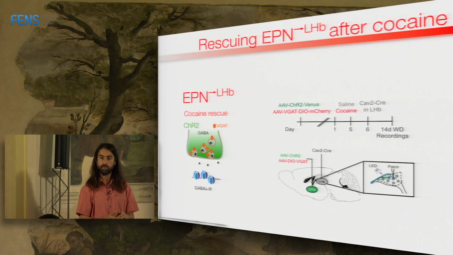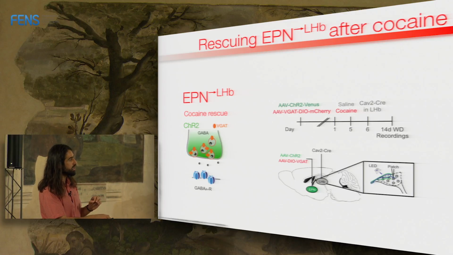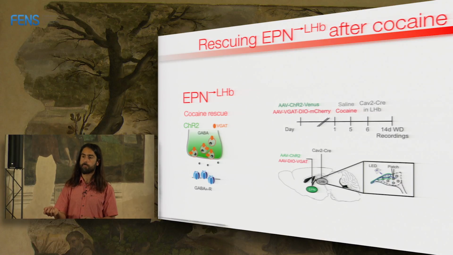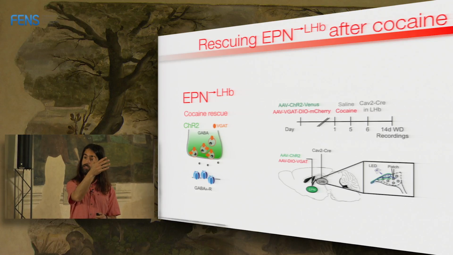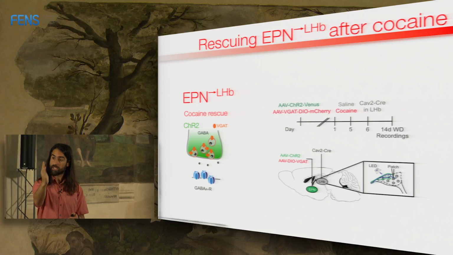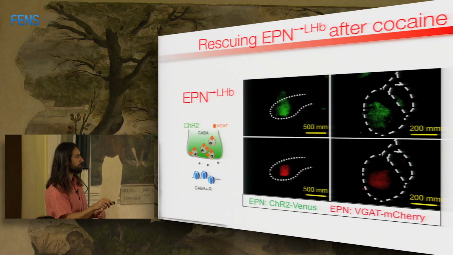Only at that moment, we take back the animals and we put them in the stereotaxic apparatus. And we injected them in the lateral habenula with this retrograde vector, CAV2-Cre. What would happen then? The CAV2-Cre will be retro-transported to all the inputs impinging onto the lateral habenula. But it will drive the recombination and the overexpression of VGAT only and solely at EPN to lateral habenula synapses.